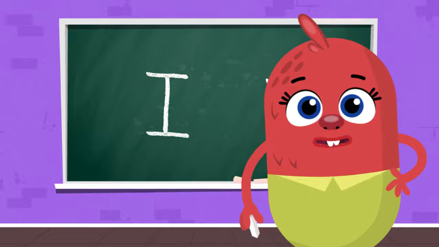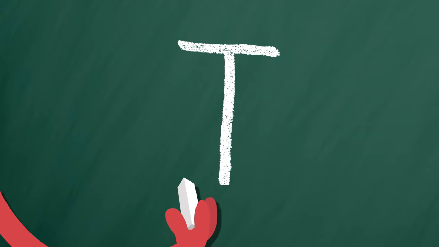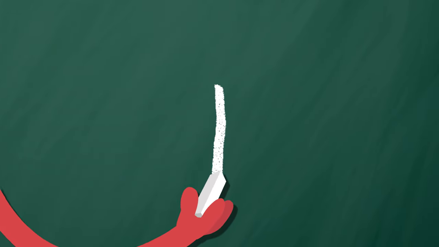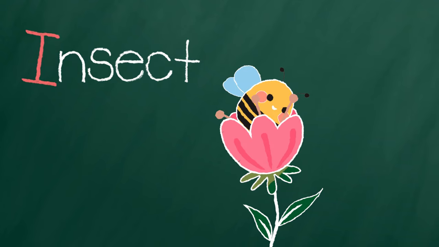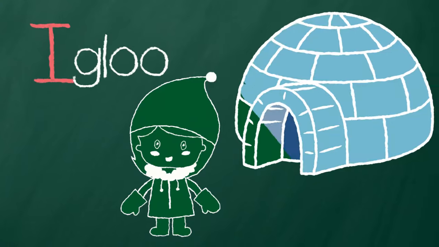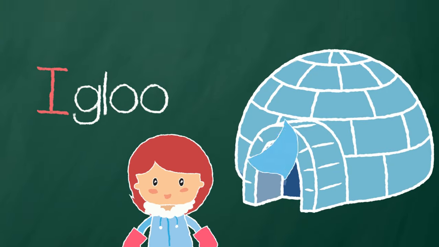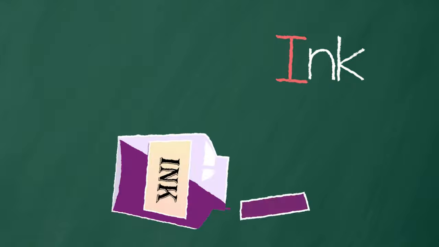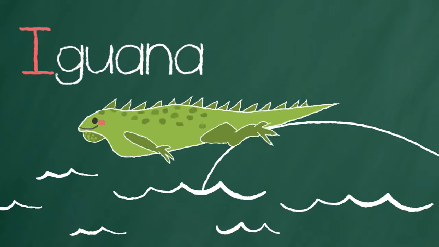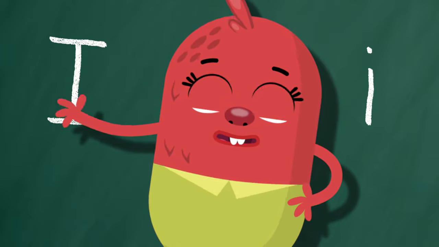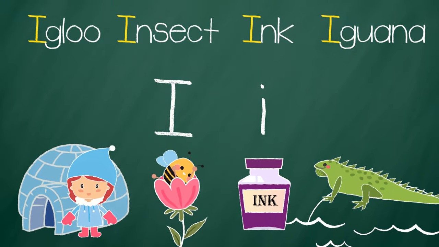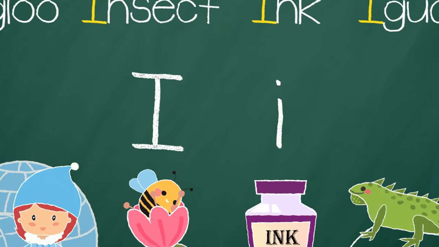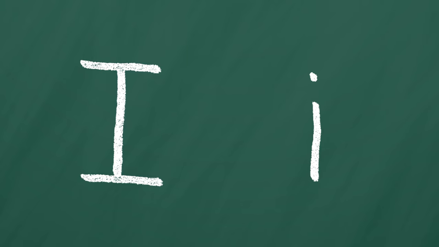I can write uppercase letter I. I can write lowercase letter I. Uppercase. I, I, insect. I, I, igloo. I, I, ink. I, I, iguana. Oh, I know so many words that begin with letter I.